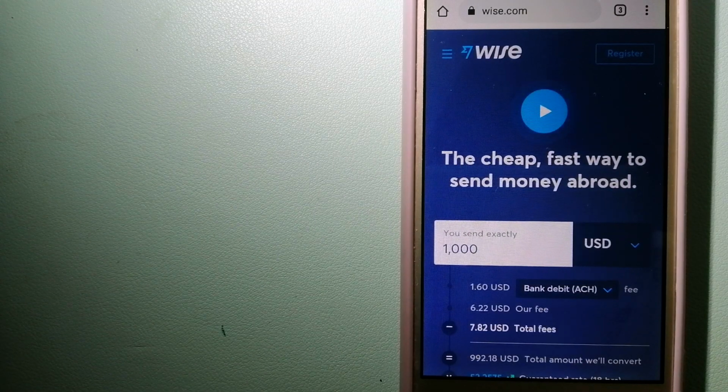Hey guys, welcome back. Today we are going to talk about transferring money from Hong Kong to Grenada. We are going to talk about three ways to send money if you are in Hong Kong and you want to send money to Grenada.